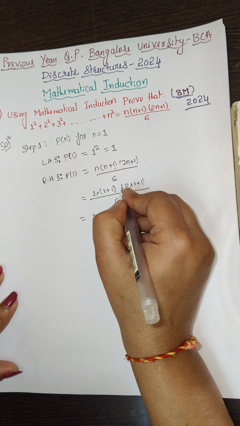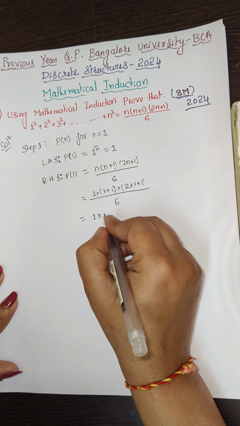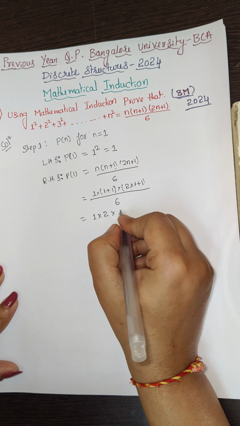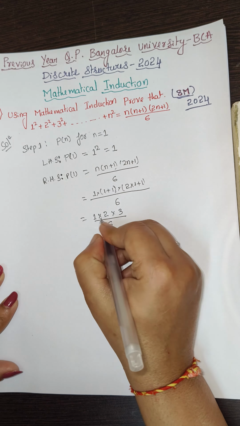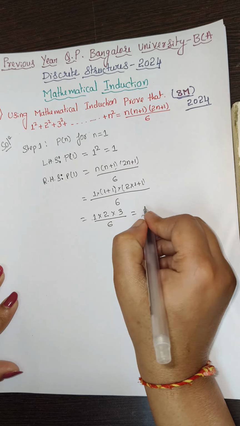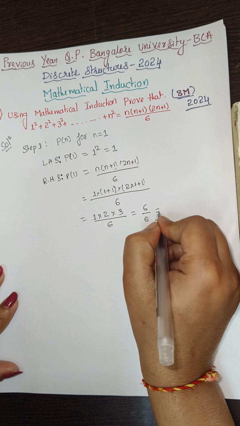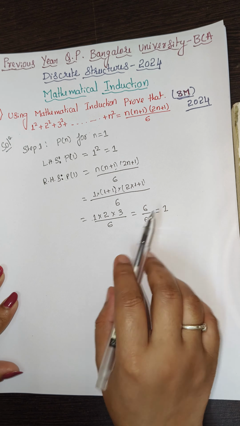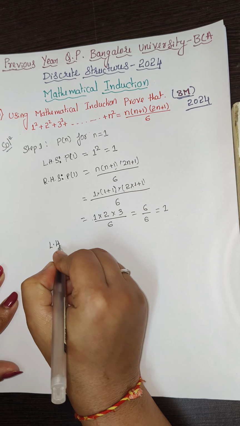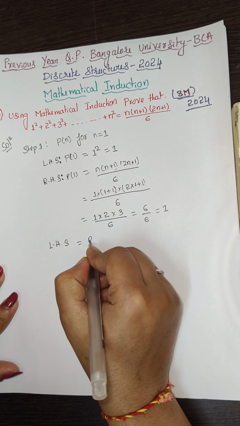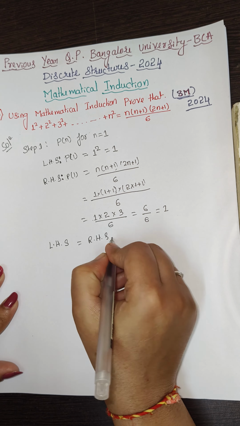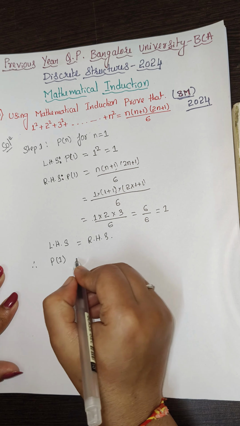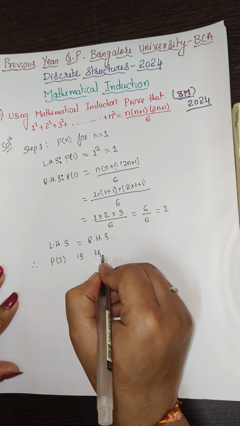It's a multiplication only. 1 plus 1 means 2. 2 into 1 is 2, 2 plus 1 is 3, divided by 6. 1 into 2, 2 into 3, it's 6. 6 by 6 is 1. Just check here, LHS came 1, RHS also 1. So LHS equals RHS. Therefore, P of 1 is true.